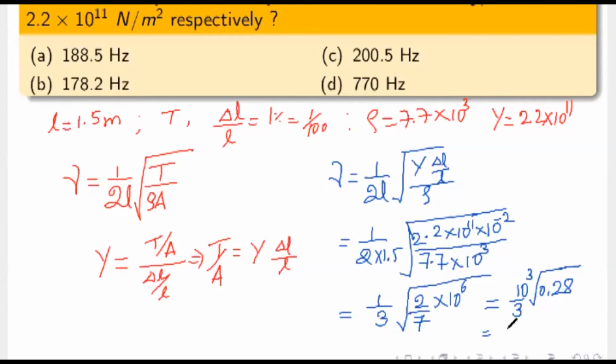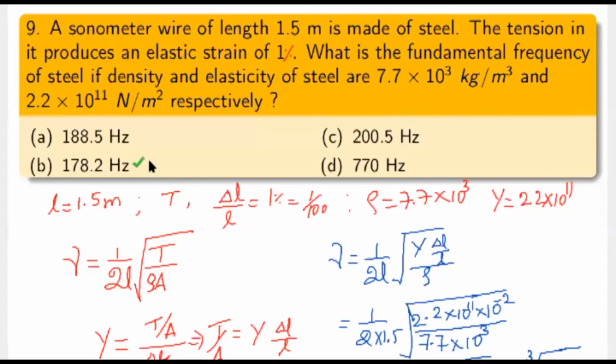This comes out to be 0.53 into 10 power 3 divided by 3. So this value is equal to 178 Hertz. B is correct.